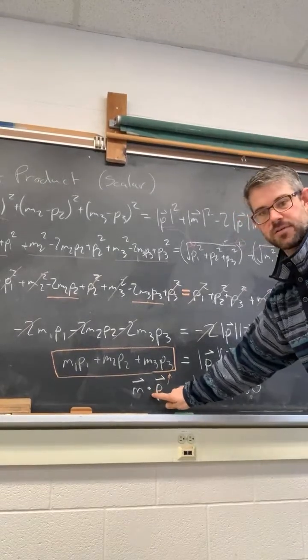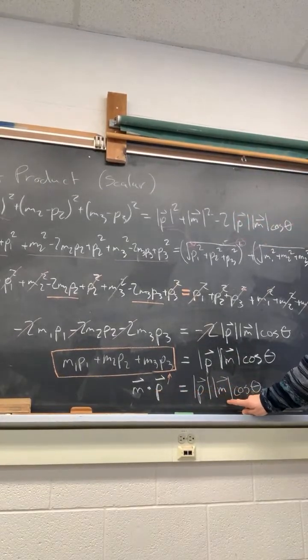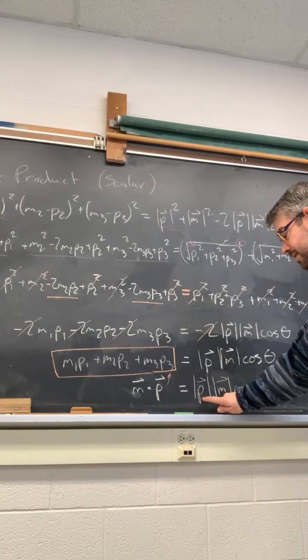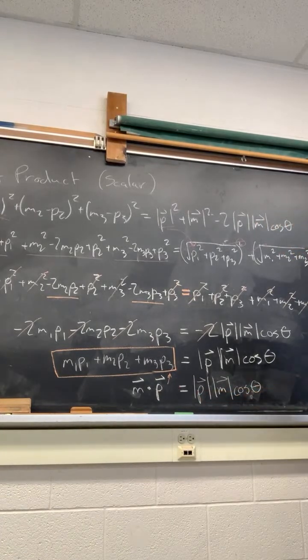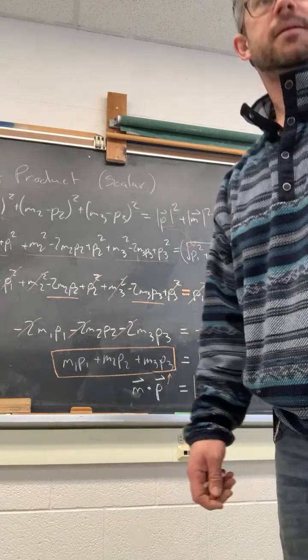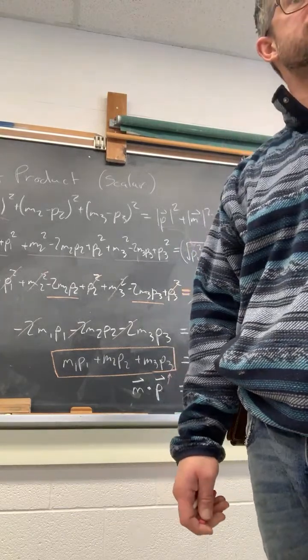The dot product of two vectors is the product of the magnitudes of the first and second times the cosine of the angle between. But only in 3-space? No, it's also in 2-space as well.